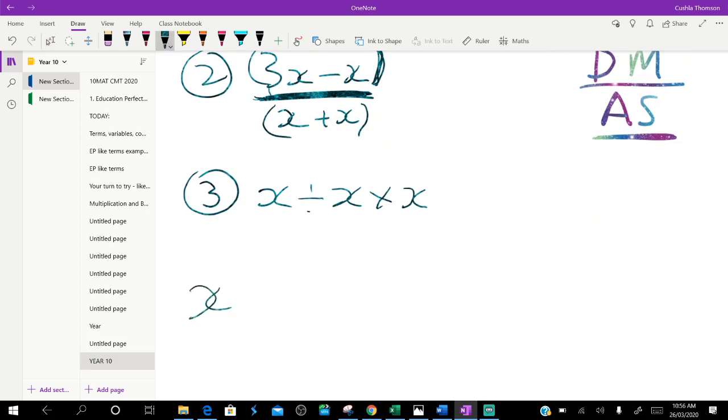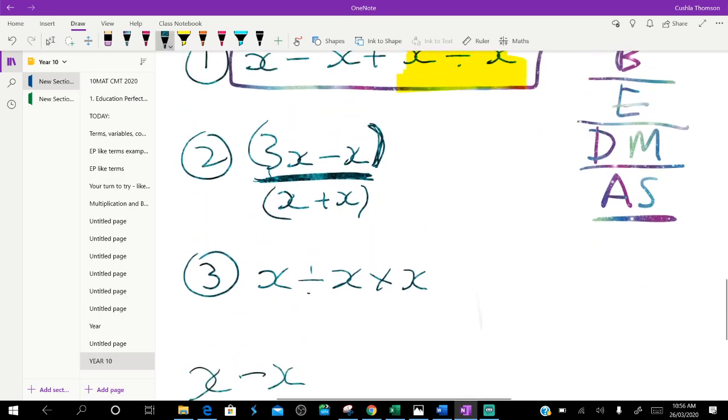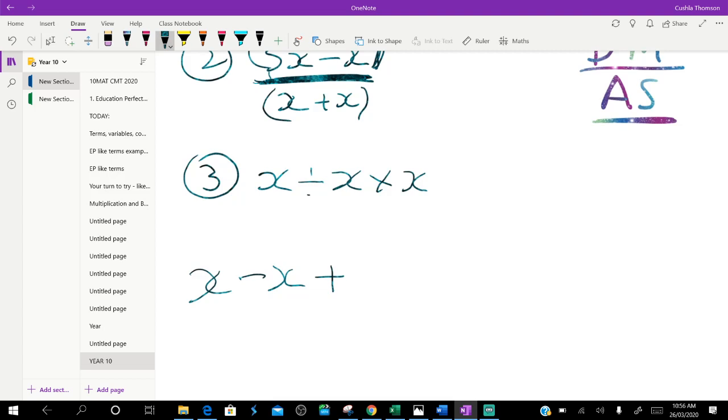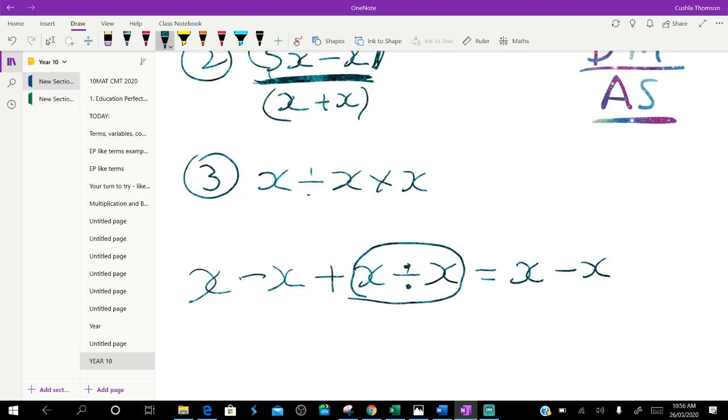So we've got x minus x plus x divided by x. So you can write this one in your book as we go. So we go x minus x. But we do this first, right? But we know that running arithmetic is something we just don't ever want to do. Remember that? So we go x divided by x is 1.